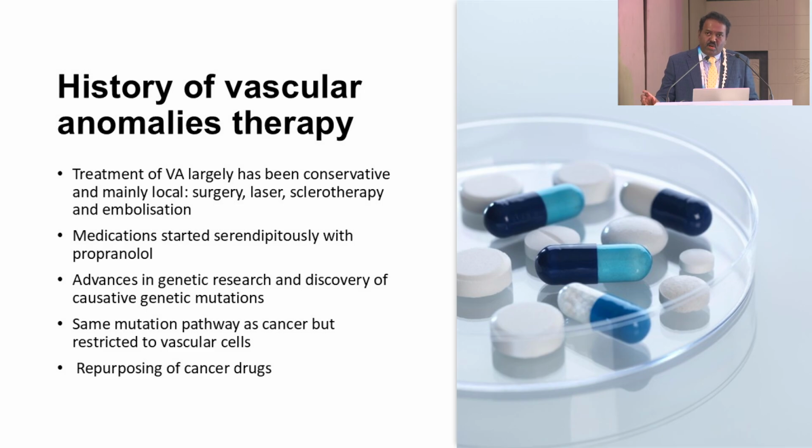The advances in genetic research have made us aware of all the mutations in these cases. And these mutations are mutations of just the vascular cells, not other cells. So that's why you get this vascular anomaly. So you can actually repurpose a cancer drug to attack this. So that's the reason why we need to know all these classifications.